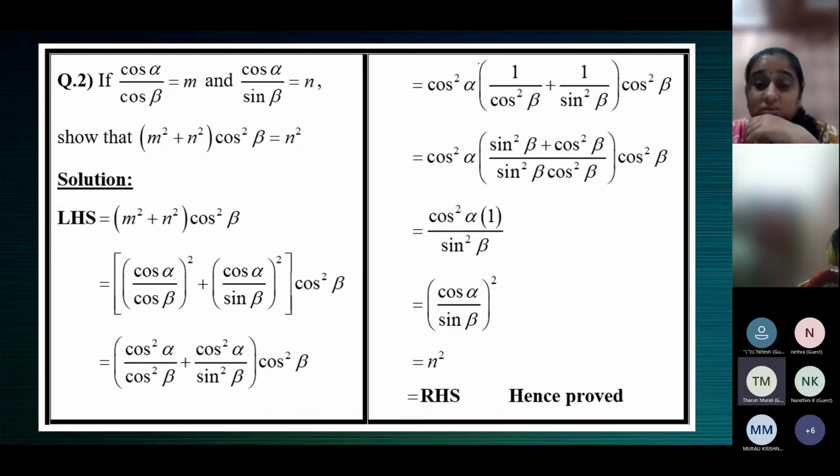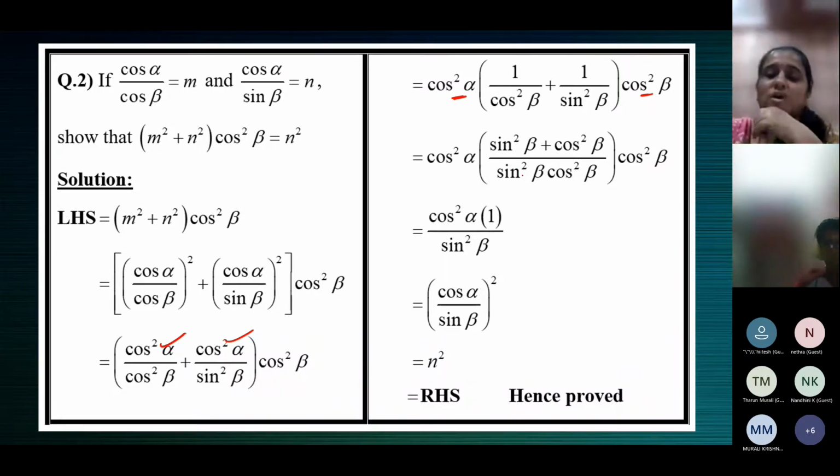Taking common. Cos square alpha is common. So bring it out. So we have 1 by cos square beta plus 1 by sin square beta, and cos square beta outside. Next step, after taking common: common denominator. Very good. Sin square beta, cos square beta is a common denominator. So we'll have sin square beta plus cos square beta in the numerator.